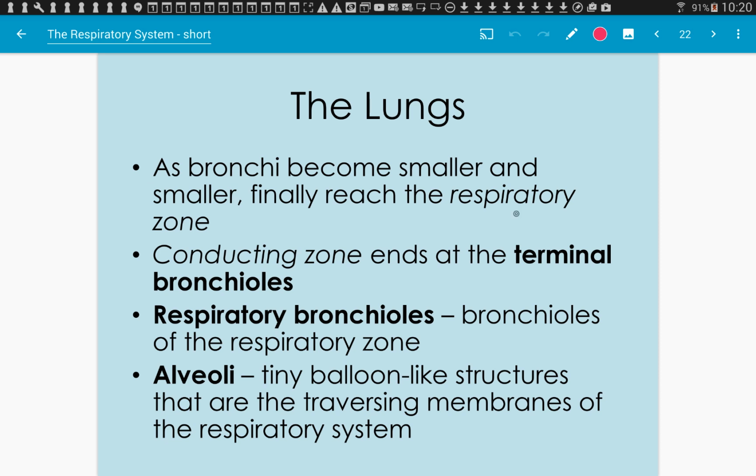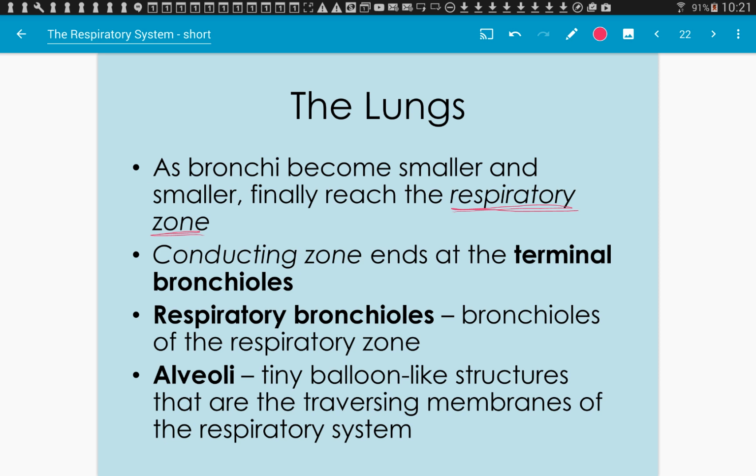In the respiratory zone, we have just a couple structures. So, first of all, the conducting zone. Hold on. Conducting zone ends with terminal bronchioles. So everything here and above is conducting, okay? Your conducting zone.